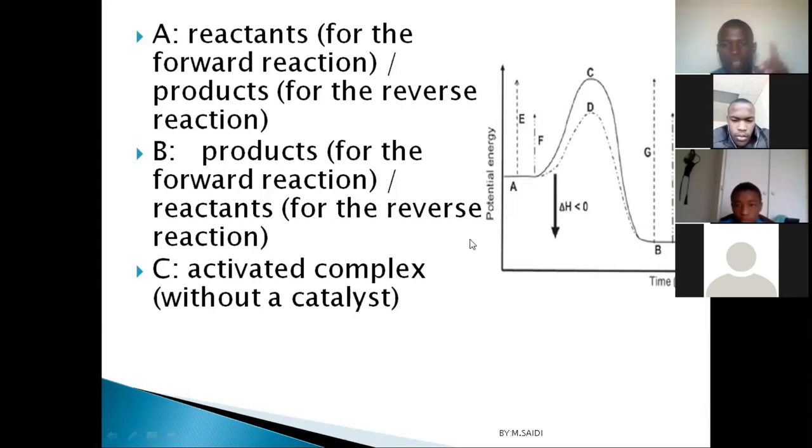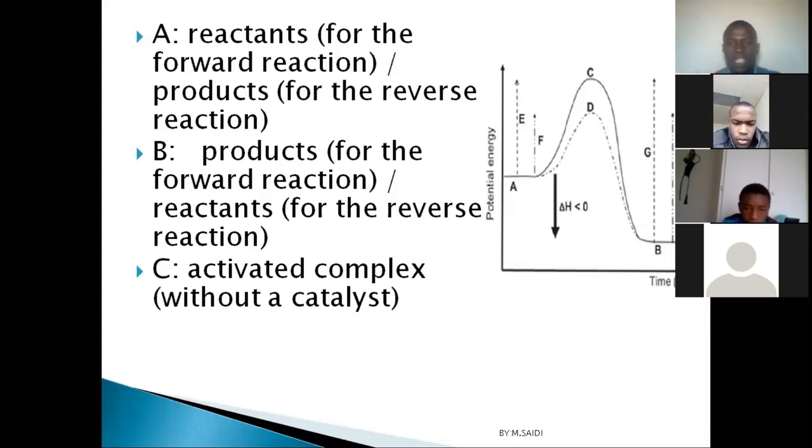So now you have A and B, they react. There's a time when the reactants are almost together and there is some attraction between the two. So we call that one activation complex. The moment they touch each other, now they exchange, then they form the what?